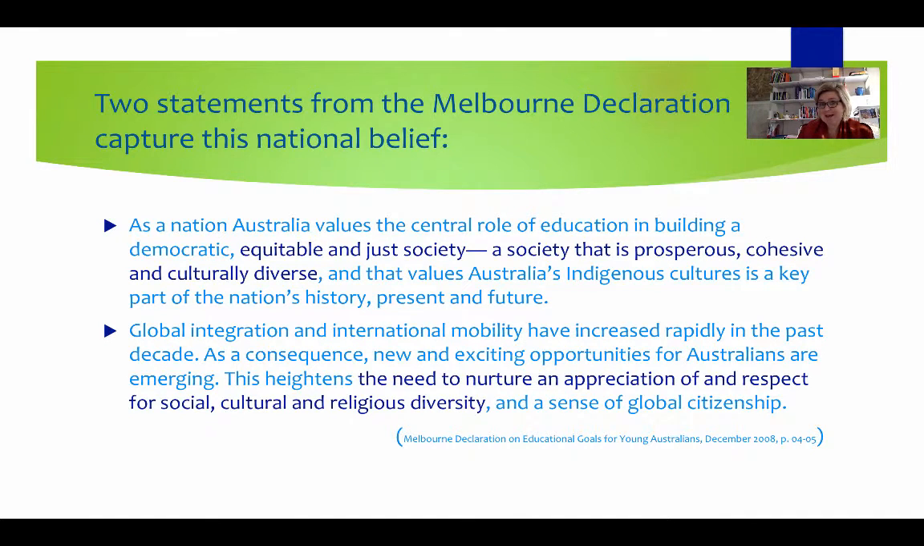Again, we go back to the Melbourne Declaration, as we do in so many things, which captures this national belief. You've got here that as a nation, Australia values the central role of education in building a democratic, and here it comes, equitable and just society, a society that is prosperous, cohesive and culturally diverse, and that values Australia's Indigenous cultures as a key part of the nation's history, present and future.